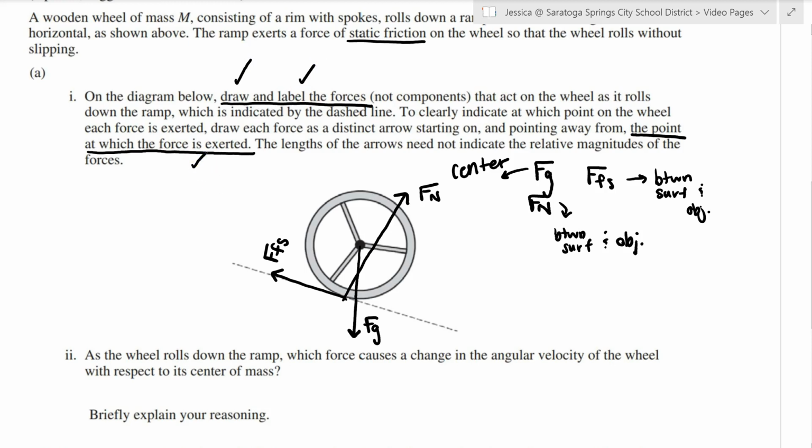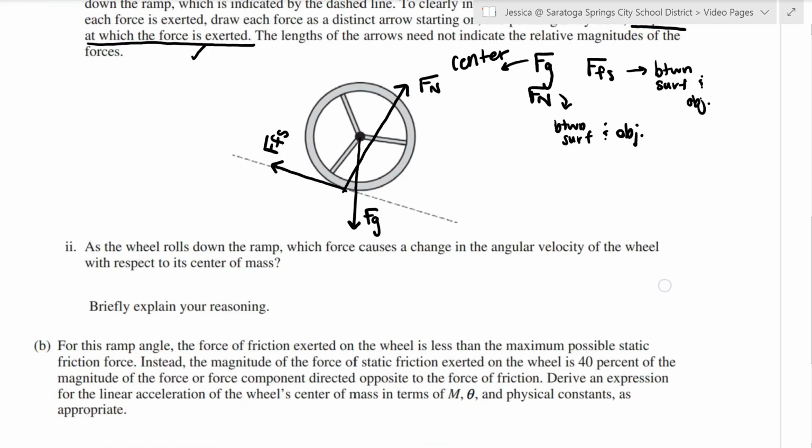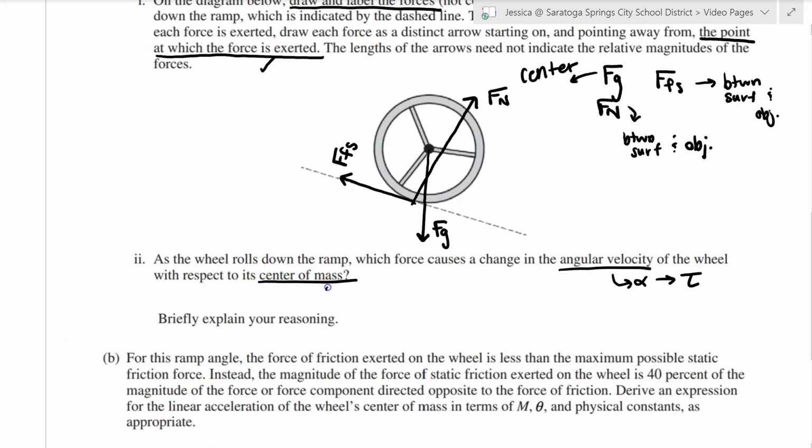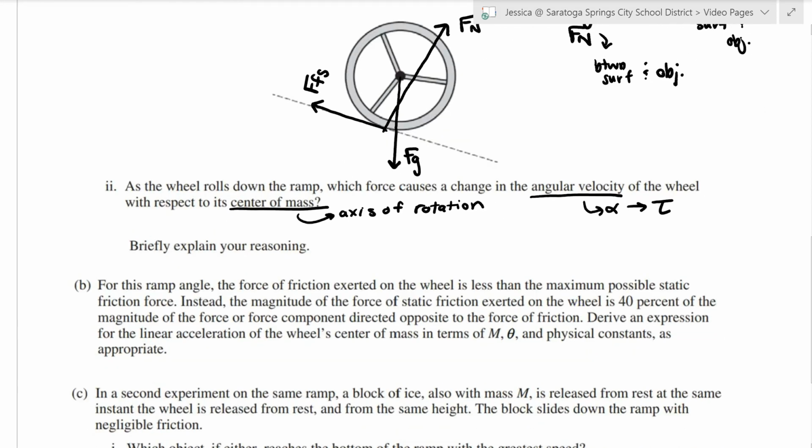As the wheel rolls down, which force causes the change in angular velocity of the wheel with respect to center of mass? So change in angular velocity means an acceleration, which is caused by torques. And with respect to the center of mass, that just means that is our axis of rotation. The force that is creating that torque, as we've already talked about, is the force of static friction. Okay, why?